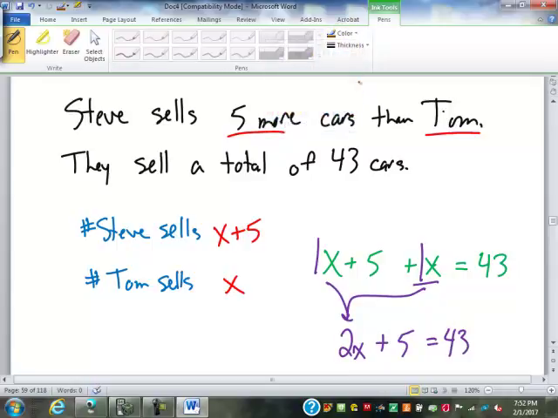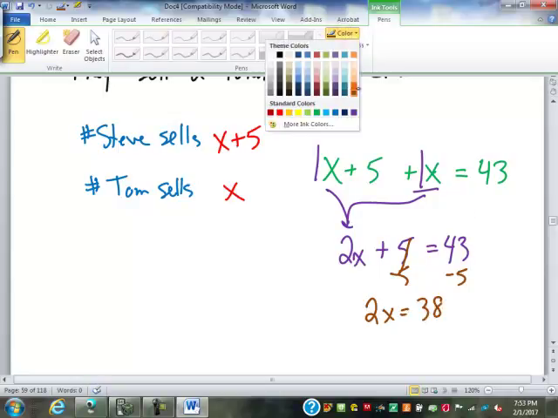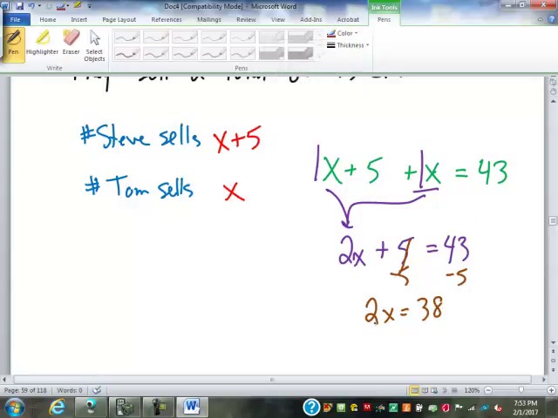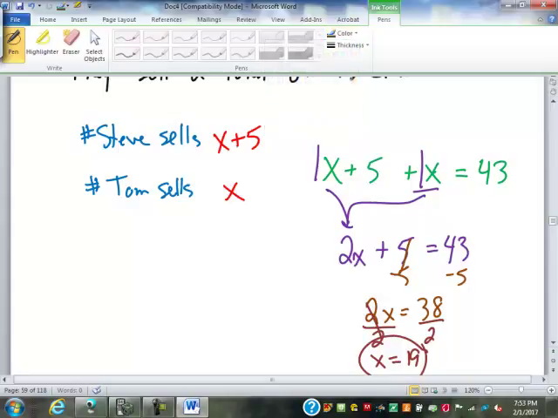And then subtract 5 from both sides. So 2x equals 38. And then divide by 2, x equals 19. So we've got Tom is x, 19, that's Tom's. Steve is 19 plus 5, which is 24. That's Steve.